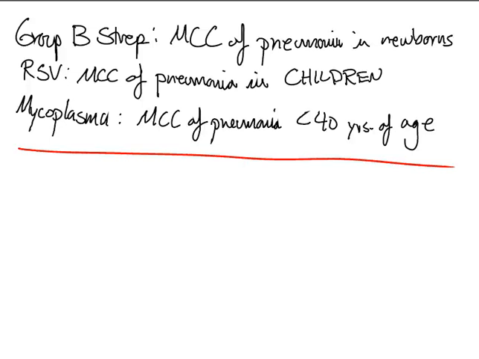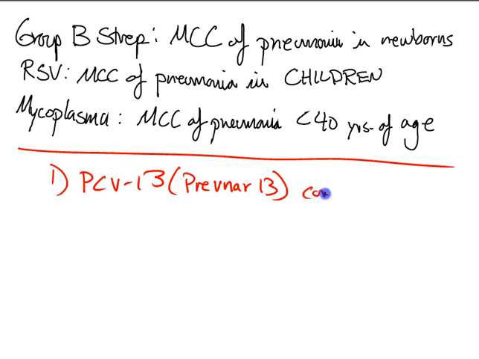Capsule polysaccharides from different strains of strep pneumo are mixed together to form a multivalent pneumococcal vaccine, which comes in two forms, conjugated and polysaccharide only. Number one, it's the PCV13, which is Prevnar 13, the 13-valent pneumococcal conjugate vaccine.